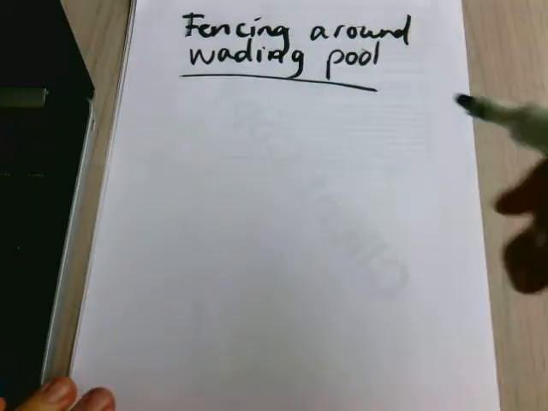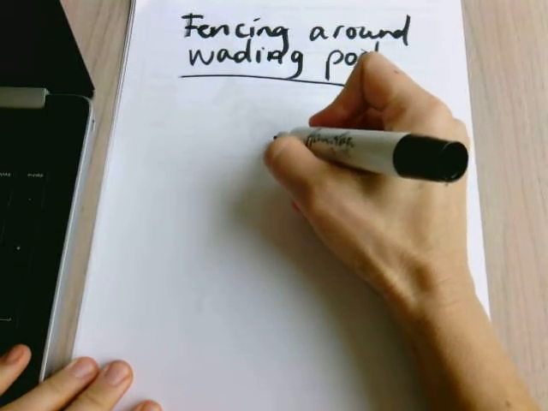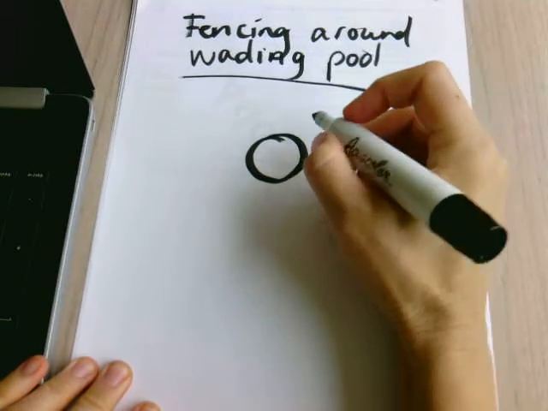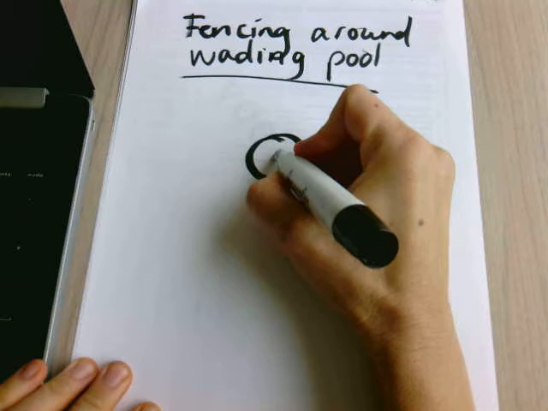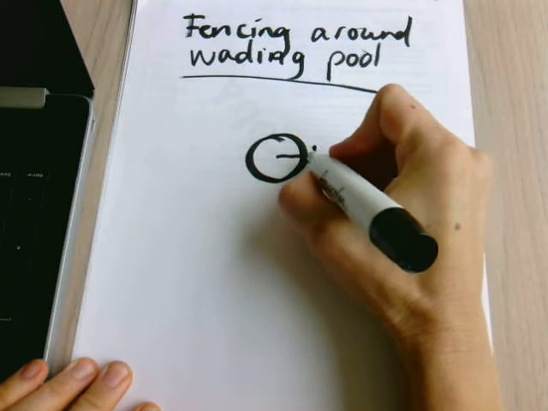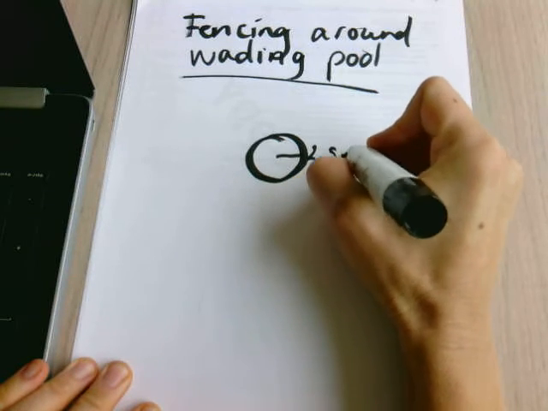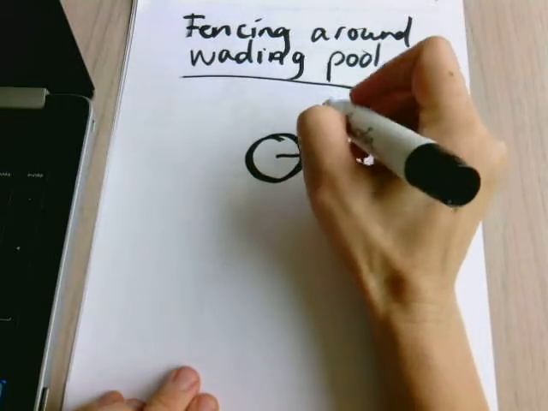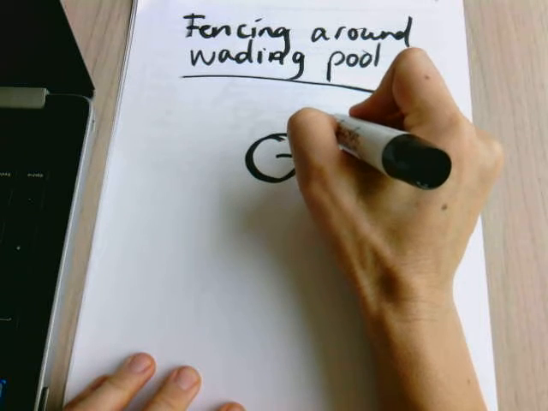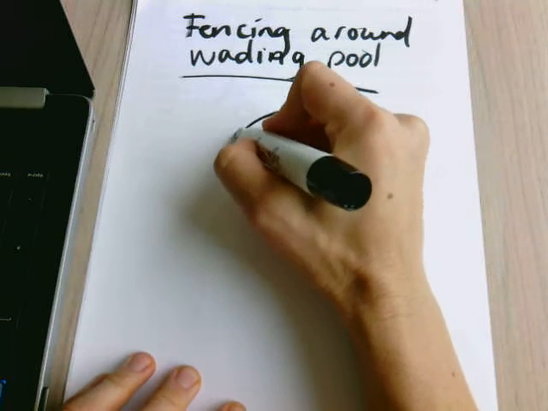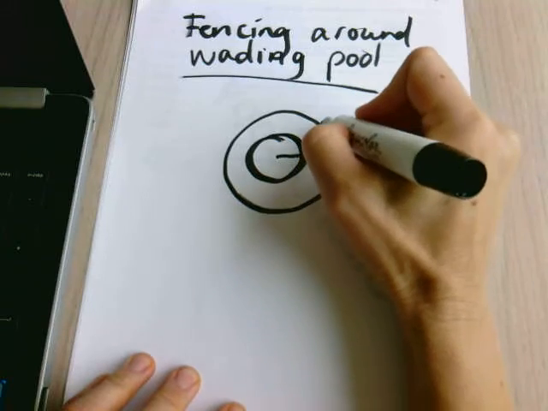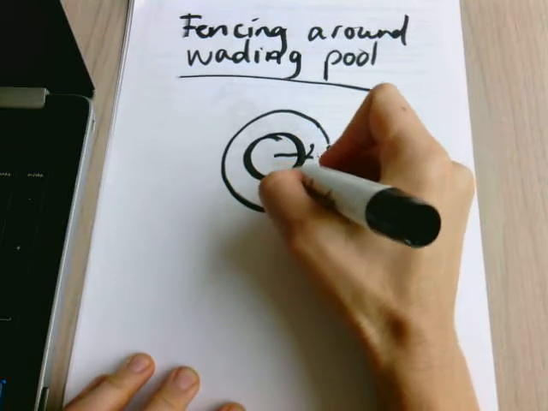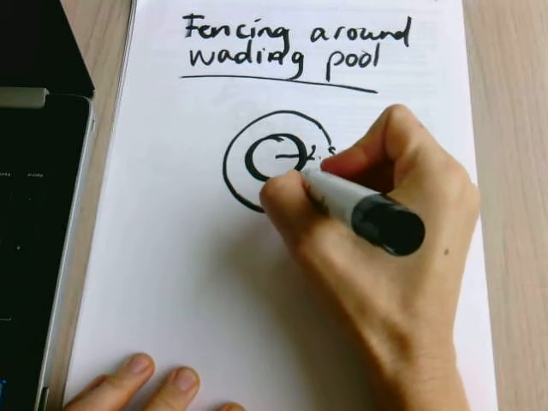Okay, so first let's draw a picture of the pool. So the radius is 2.5 meters. And then around that pool, we have to have a fence that is 1 meter away from the pool. So that's going to be 1 meter.